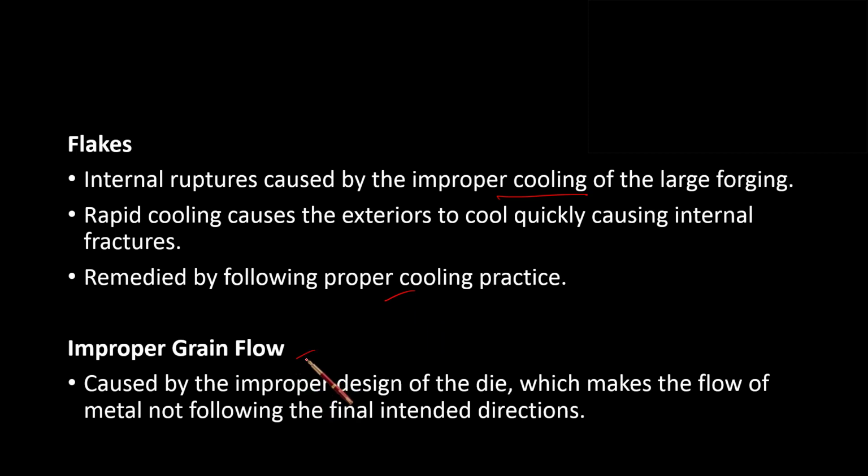Improper grain flow: we have talked about the grains, right? Forging is basically used to increase strength by aligning the grains in a direction, and if the grains are not properly aligned, that is a problem with the forging, and we don't want that. If we are making a railway wheel and the grains are all in this direction, is it good? Not good, because they have to be radially oriented.